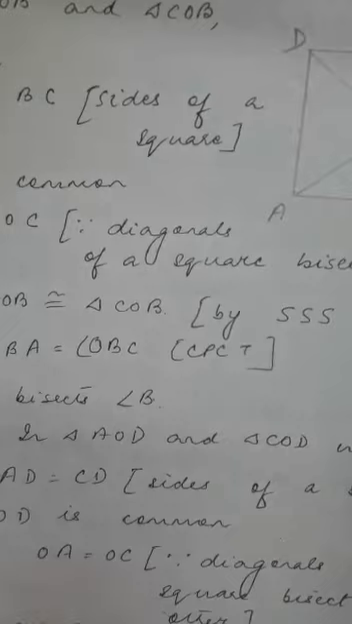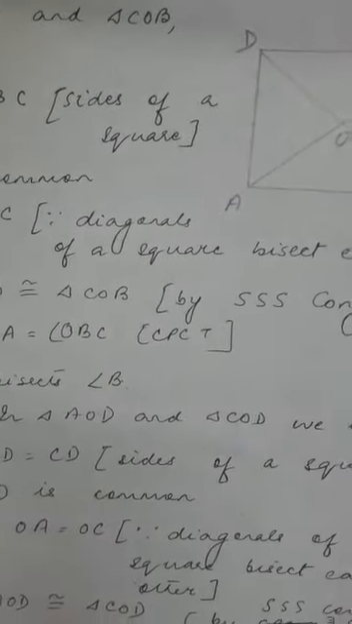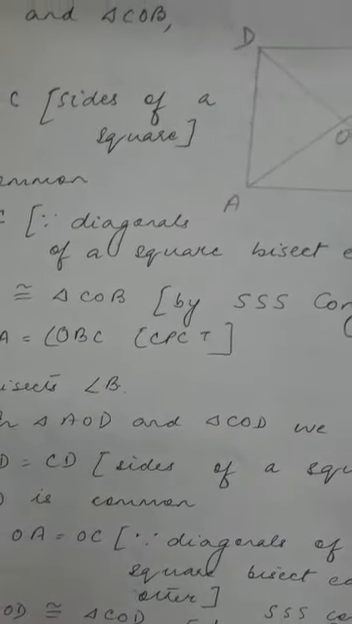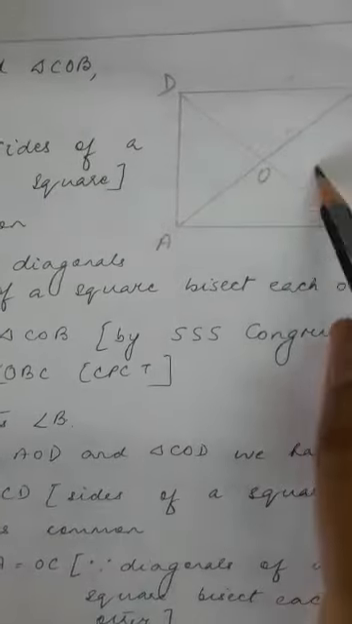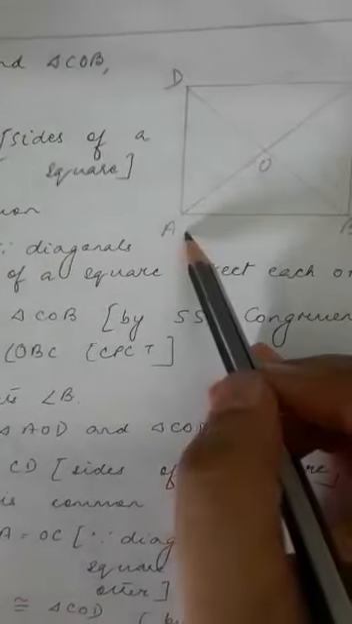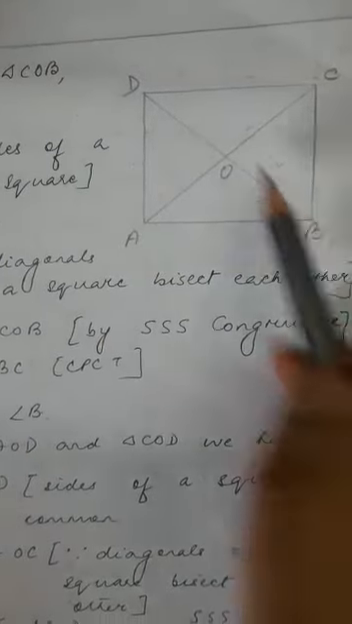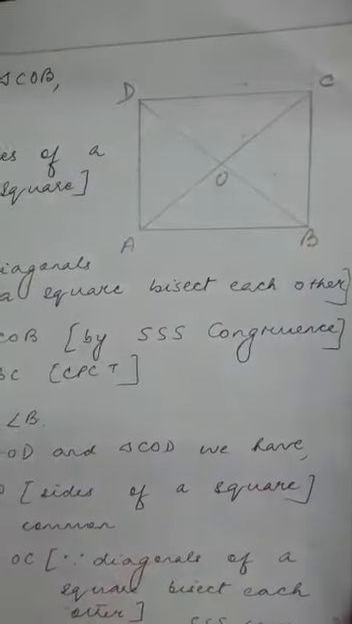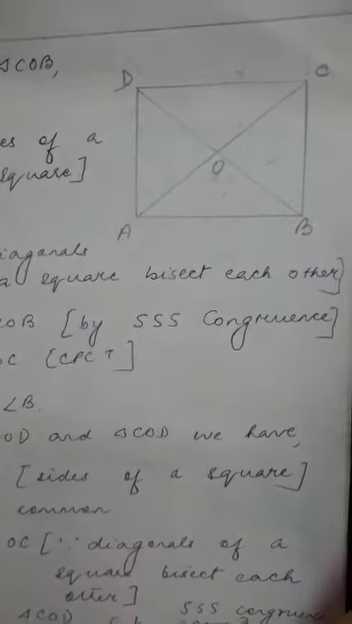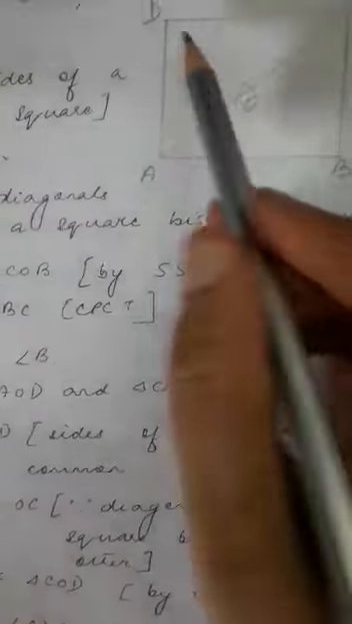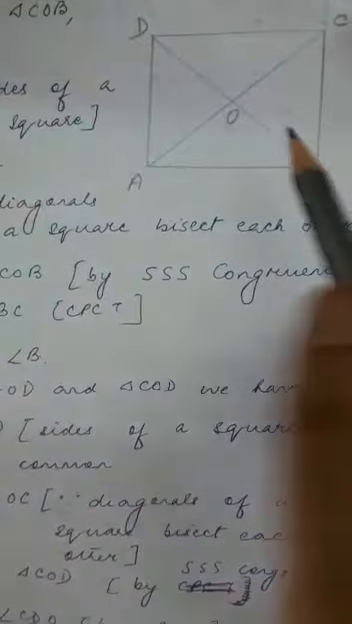Therefore, triangle AOB will be congruent to triangle BOC by SSS congruency. So, if these two triangles are congruent, then we can say that OBA is equal to OBC by CPCT. So, BD bisects angle B. Okay. Now, to prove that BD bisects angle D, let us consider the two triangles AOD and COD.